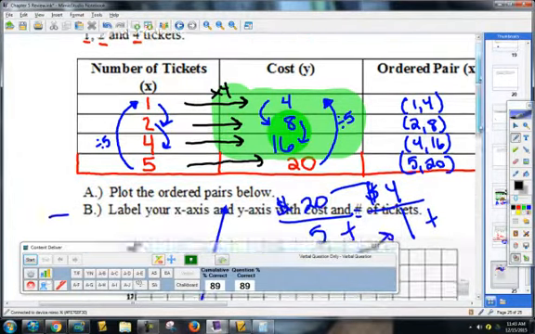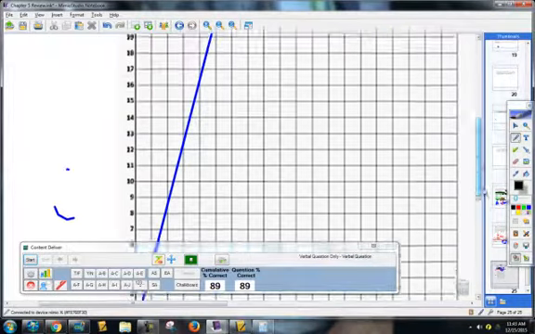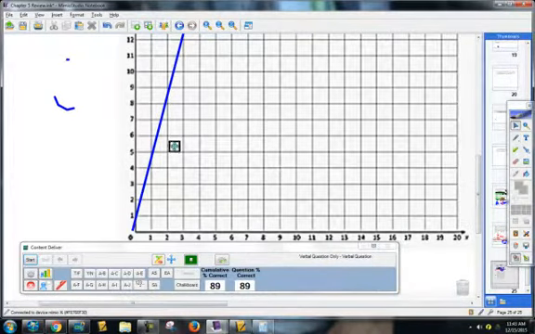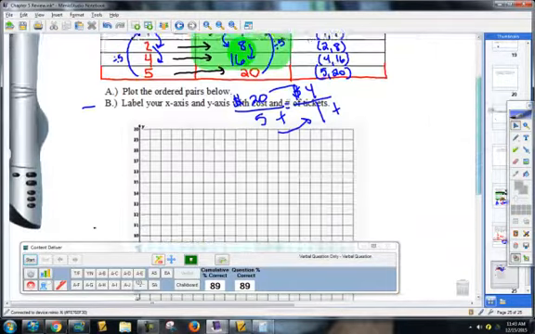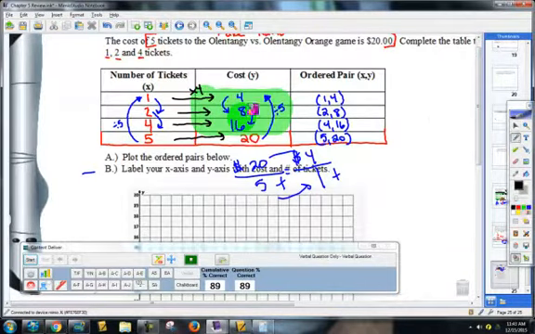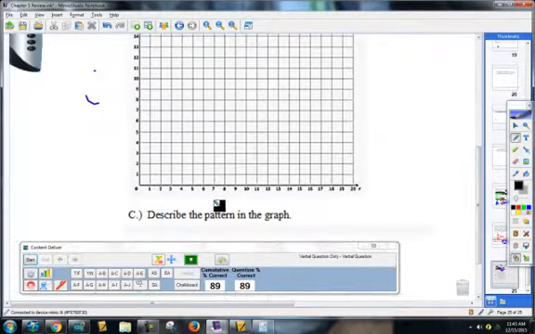Okay? Now, it says plot the ordered pairs below. Well, in order to plot the ordered pairs, you got to know which one is the X and which one is the Y, right? So, you got to go up and see, okay, that's the X's right there, this column right here. So that means you need to label your X and Y. So then this is going to be the number of tickets. You don't have to do this, just watch. Over here is going to be the cost. And then you're just going to plot those points.